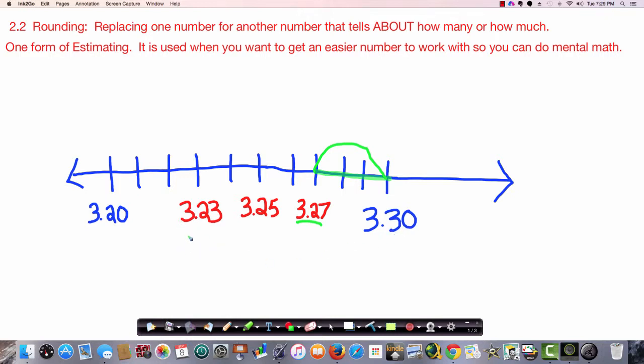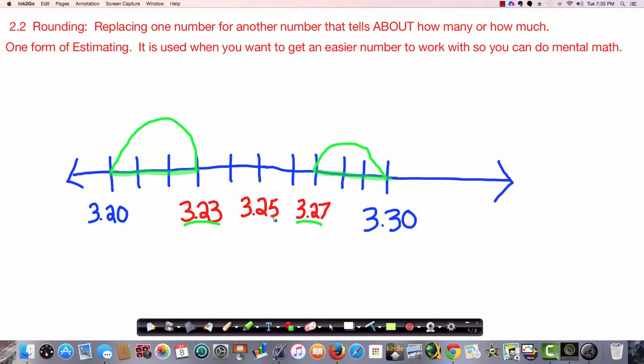Okay, so let's look at another number. Let's go down here to 3 and 23 hundredths. If you wanted an easier number, we would look at this number line and we would see that, again, this is closer to 3 and 20 hundredths. And if I draw a line between the two, you'll see again that it is much closer to 3 and 20 hundredths than it is to 3 and 30 hundredths. So that's what I would use in my rounding.